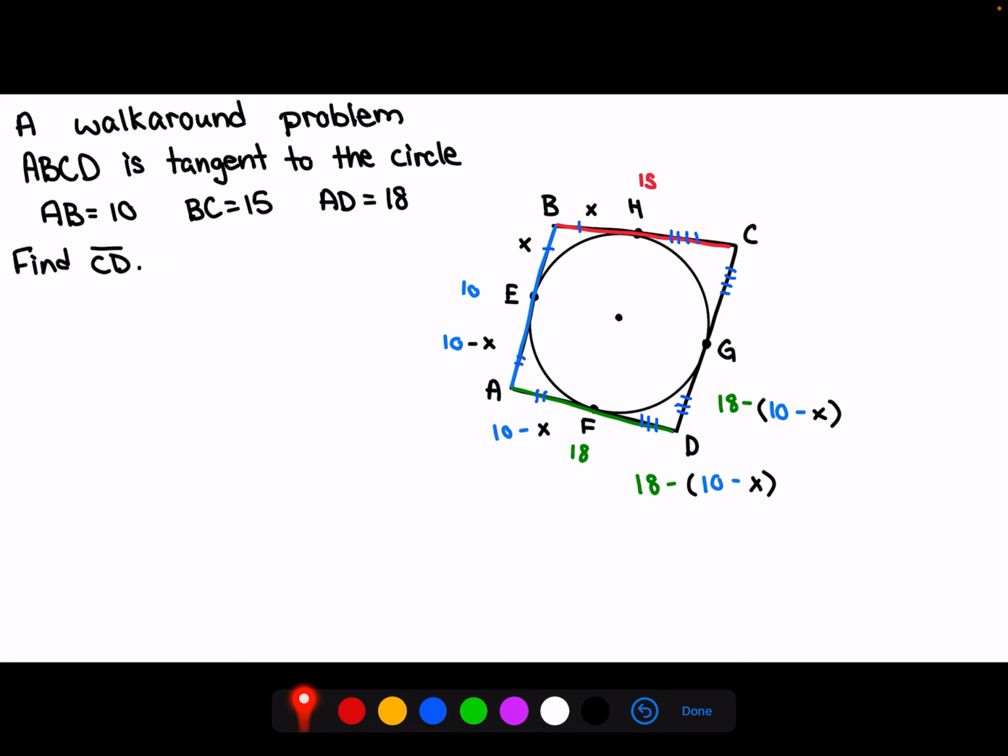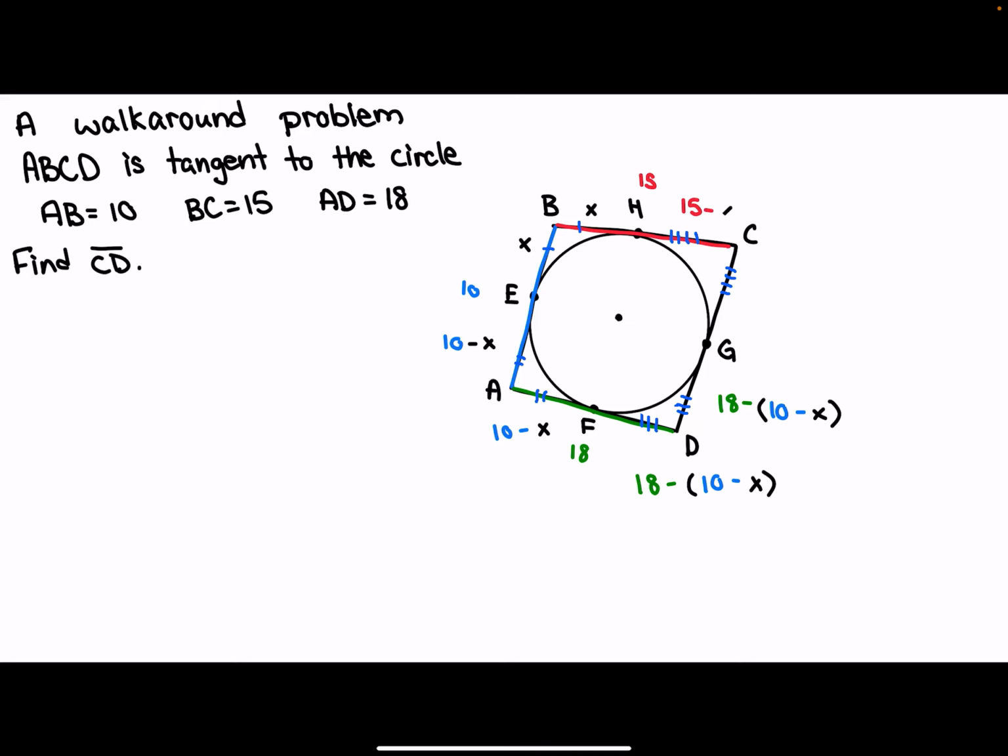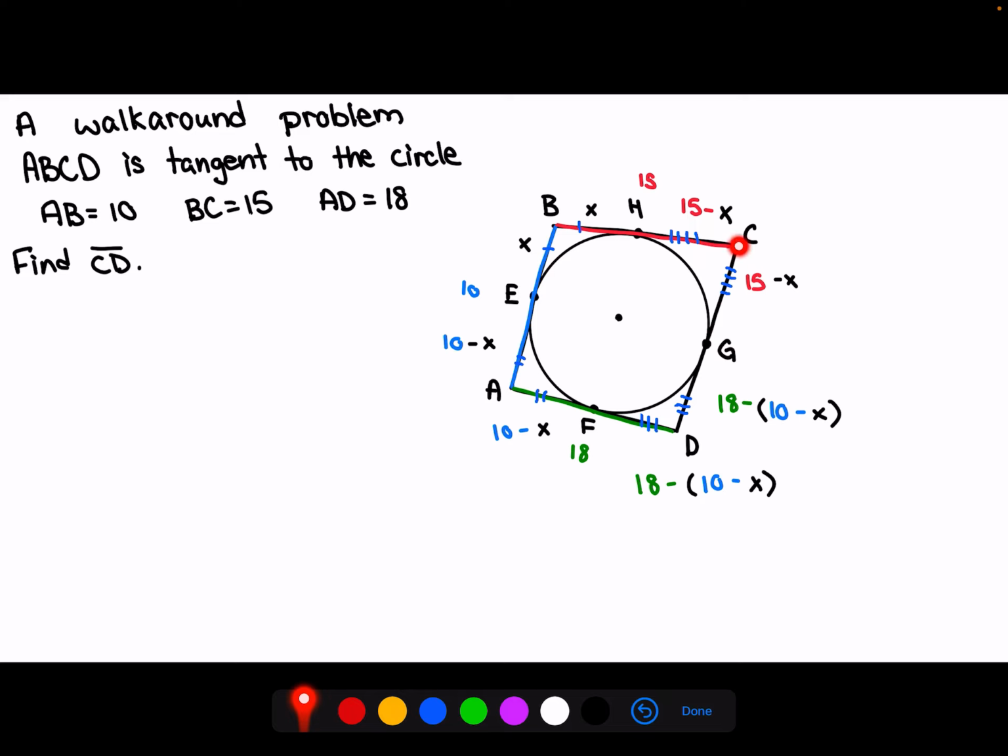So at this point, I stop, go back to where I started, and go around in the opposite direction. Depending on where you start, you may be able to go all the way around without stopping. This isn't one of those cases, though. So I go back to B, and this time I'm going to go around clockwise. I know that BH is X, and BC is 15. To find CH, I'll do the whole thing, 15, minus BH, which is X, giving me 15 minus X. That's true for CG as well, because tangent lines that share a common endpoint are congruent.